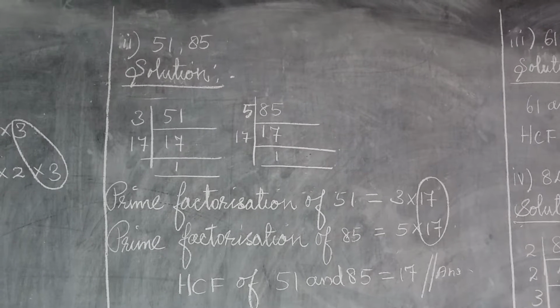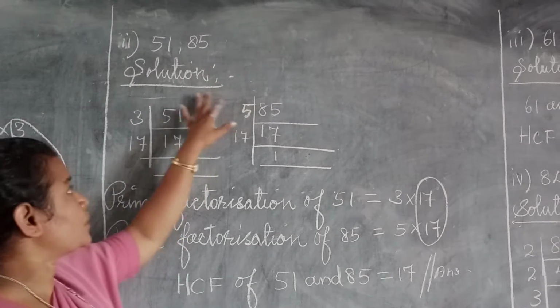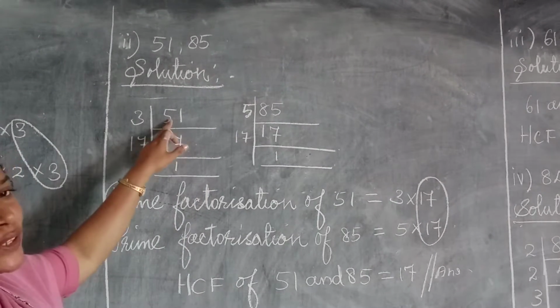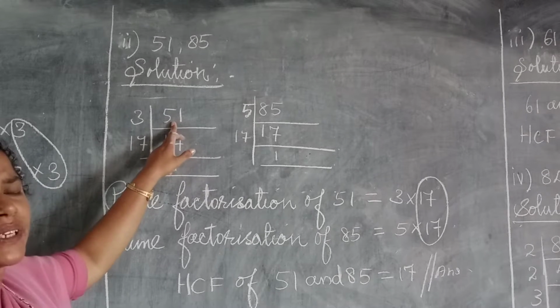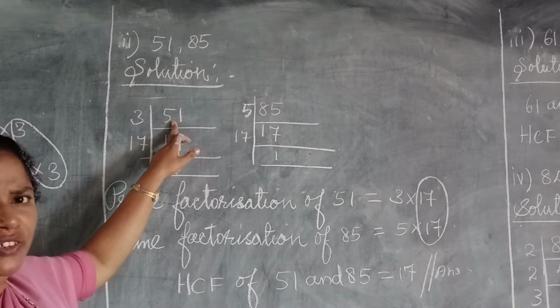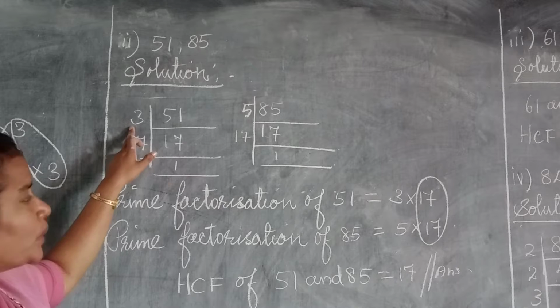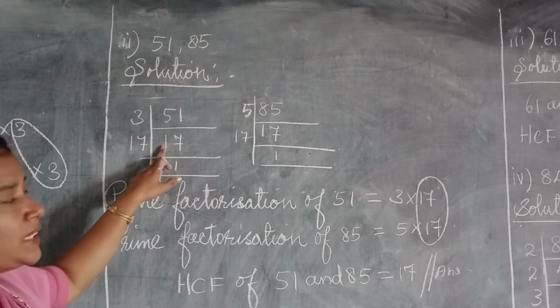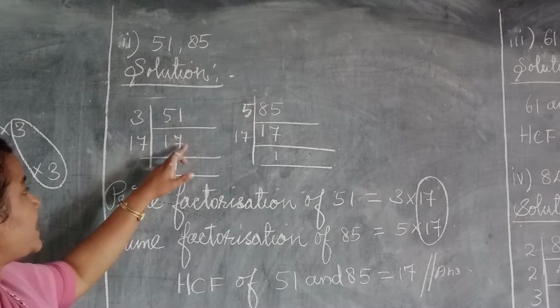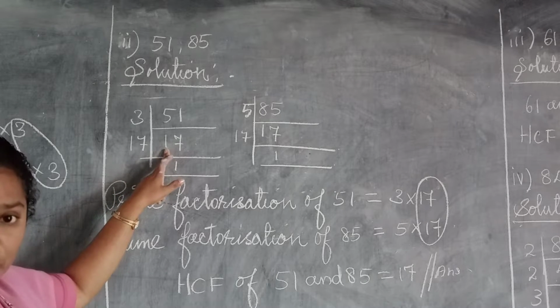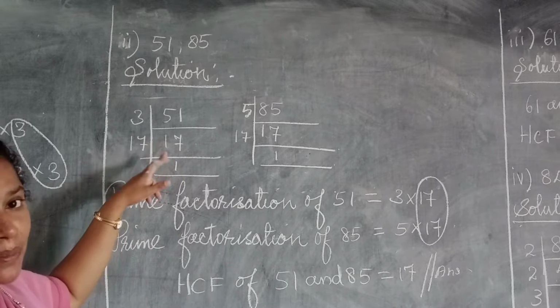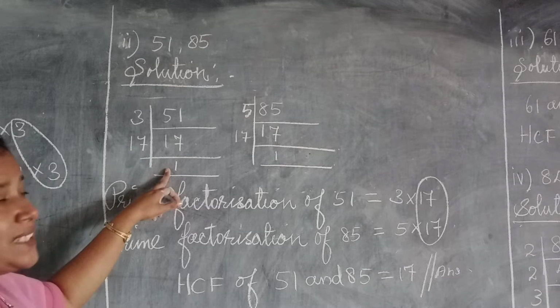Second sum is 51 and 85. The solution: we have written 51. When we add the digits of 51 we get 6, which is a multiple of 3, so it is divisible by 3, the third table. 1 3 is 3 and the remaining is 2, so 21. 7 3s are 21. Now we have 17. 17 is a prime number. It can be divided only by 1, so 17 1s are 17.